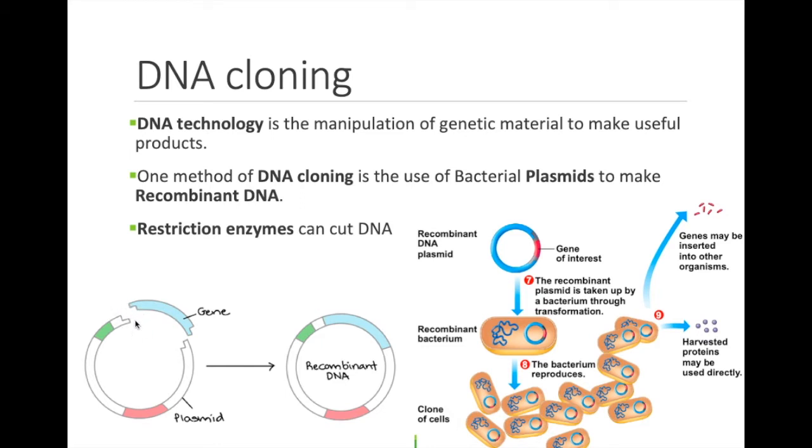If you can see in this picture on the bottom left, it's got these little edges that stick out. And when it's cut with the same pair of scissors, meaning when you cut both with the same restriction enzyme, those edges will match up. And then when you insert the gene, it knows exactly where to insert into the DNA.